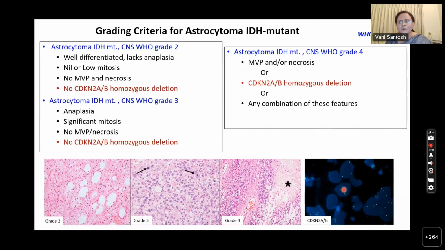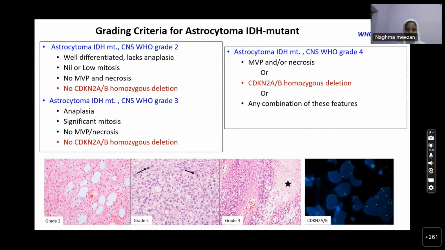Now, this is very important. What WHO has done is that there is not only a histologic grade. Why did I call it NOS histologic grade 3 and did not give a CNS WHO grade 3? It is because there is a molecular criterion apart from histological criteria for grading these IDH mutant astrocytomas. We know that IDH mutant astrocytomas are grade 2, grade 3 and grade 4.